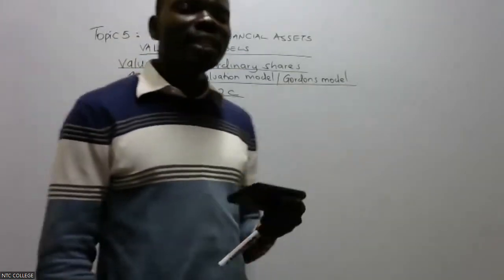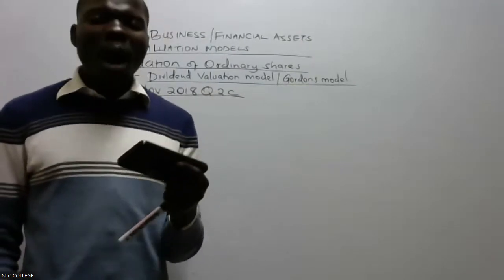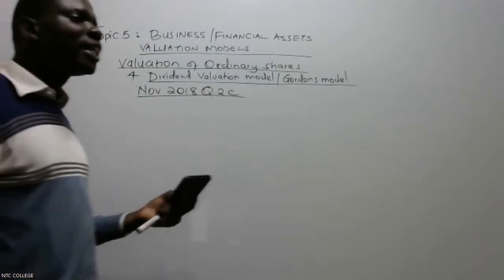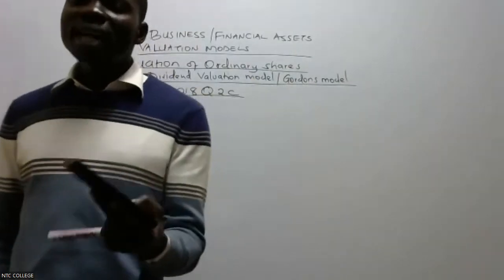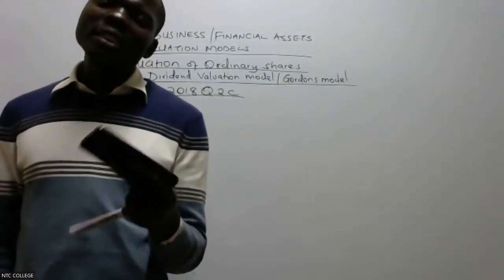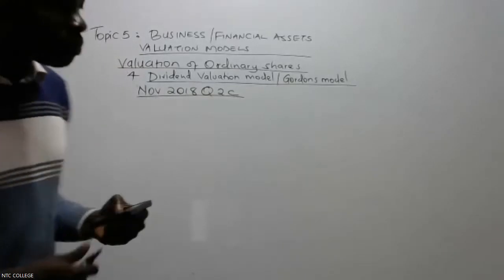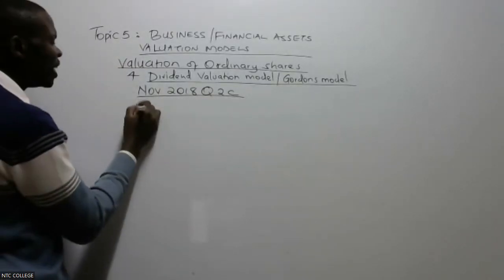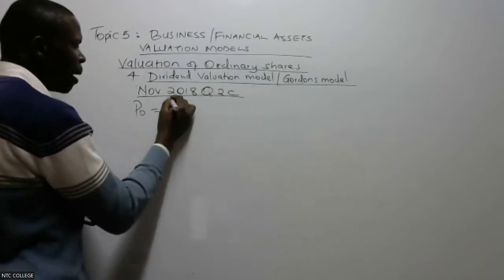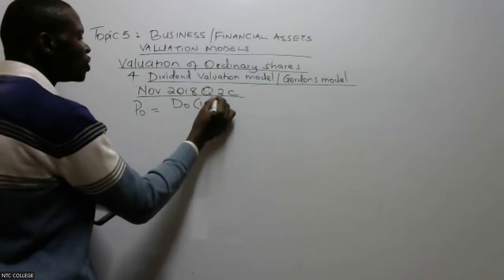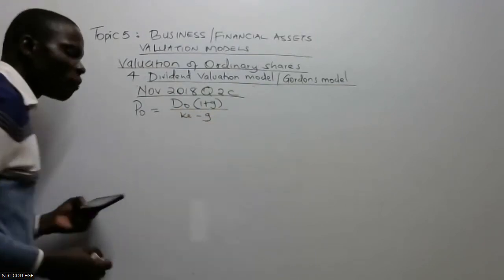In this question, you need to identify the type of firm you're operating in. The table shows that we need to determine the growth rate, since we don't have any growth rate given. So this is a constant growth firm. Once you have identified the type of firm, you give the examiner the formula: D0(1 plus g) over Ke minus g.